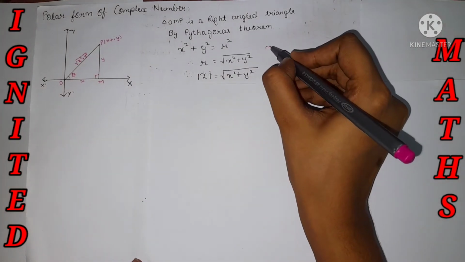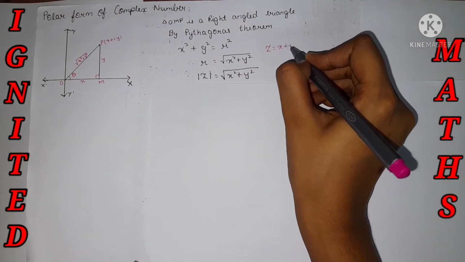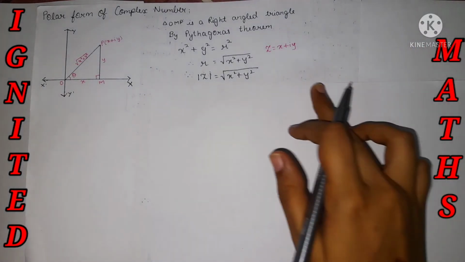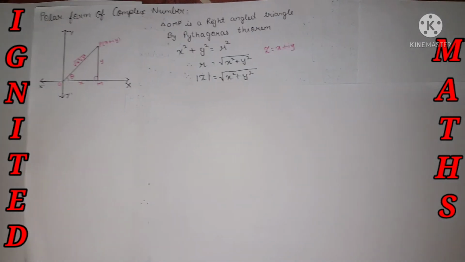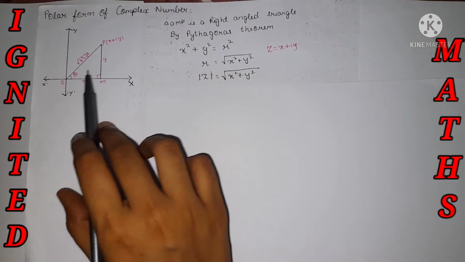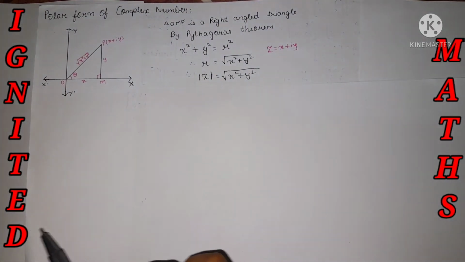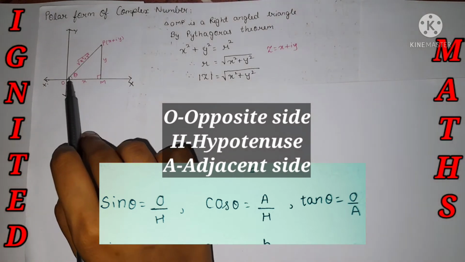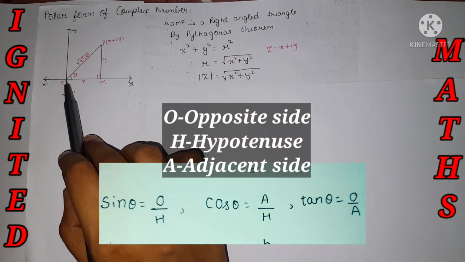Okay, z is equal to x plus iy. If we take the modulus, it is nothing but root of x square plus y square. Take the theta value over here. This is my right angle triangle, so we can use trigonometric ratios here. Cos theta is nothing but the adjacent upon the hypotenuse. Theta is over here, the adjacent side, and the hypotenuse.